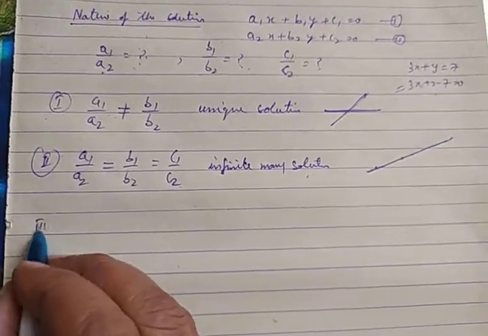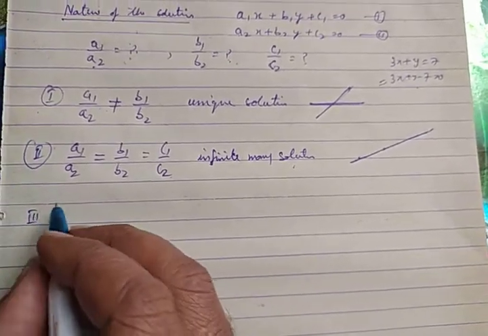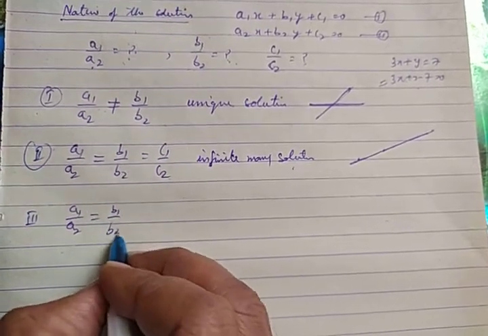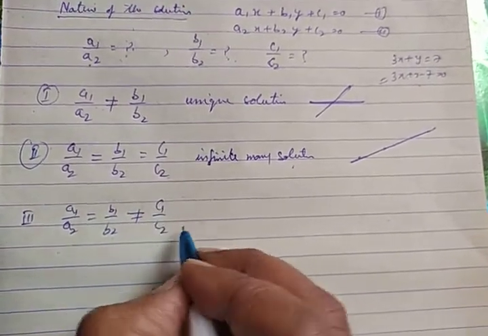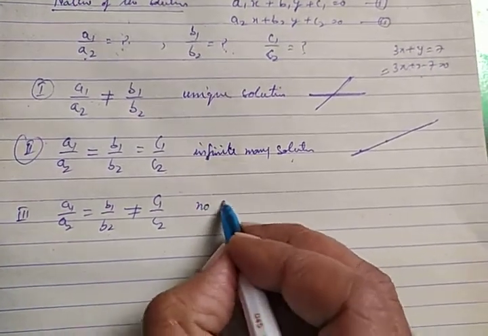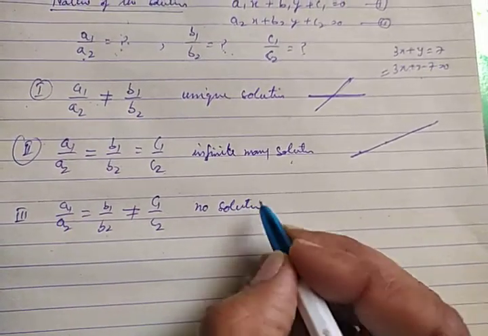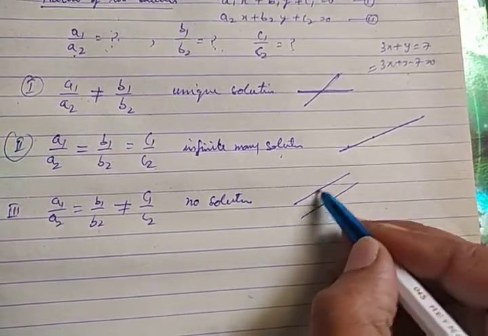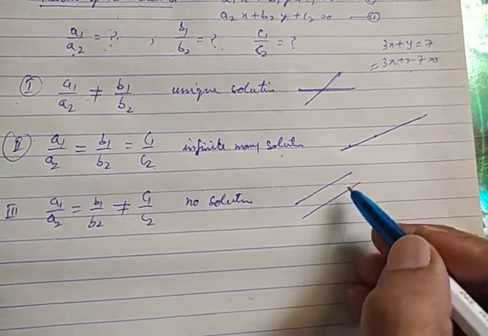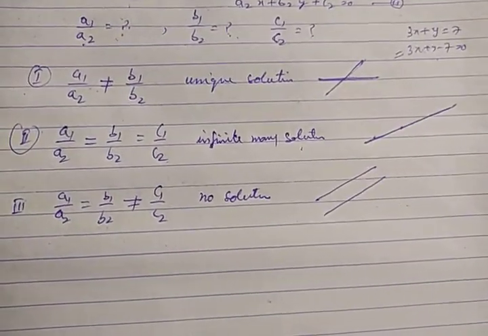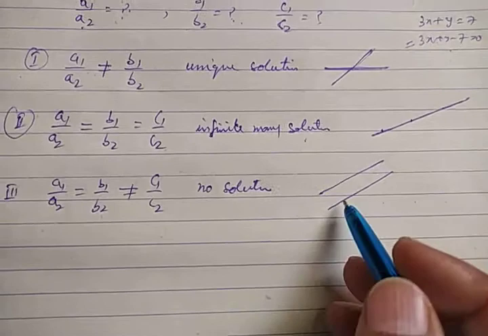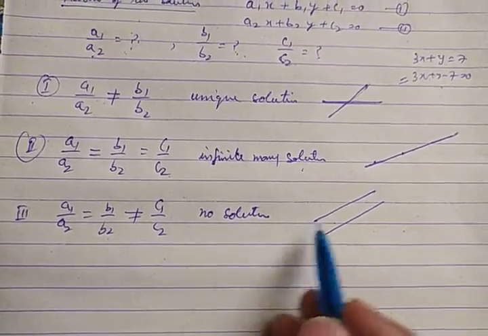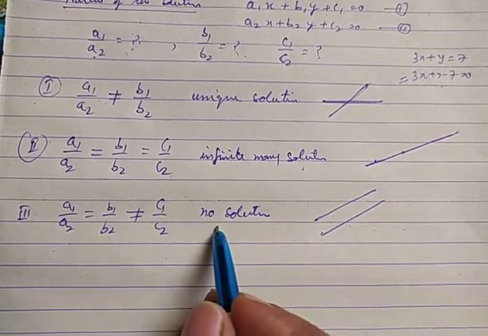Now the third condition is that a1 upon a2 is equal to b1 upon b2 is not equal to c1 upon c2. This is no solution. No solution means the lines would be parallel, and parallel lines never intersect each other, just like a railway track. Both rail tracks never meet each other. In the same manner, if you draw parallel lines, they will never intersect each other. This is the case of no solution. When the lines never intersect, it means you will never get a solution.